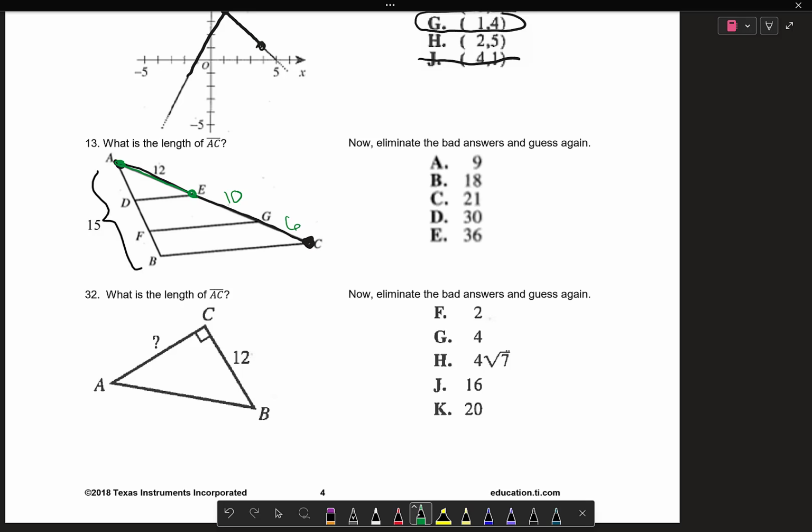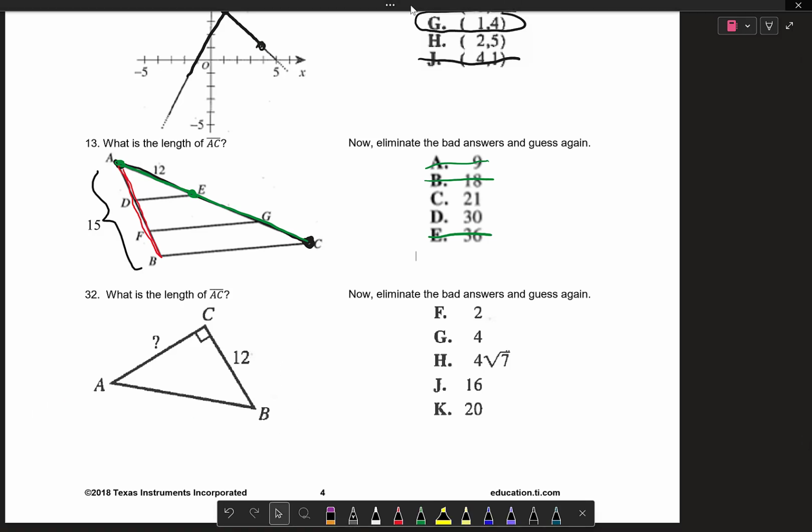So a couple things we can do with that. We know it's not 9. We know it's not 18. It's a little bit tougher. Let's look at the other side. This length over here is 15. So that length in red is 15. What do we think about this full length then? Is it bigger than 15 or smaller than 15? Obviously it's bigger. The question is, how much bigger? 36 seems like it's probably too much. So I've at least narrowed it down to C and D. Make your best guess on 13.